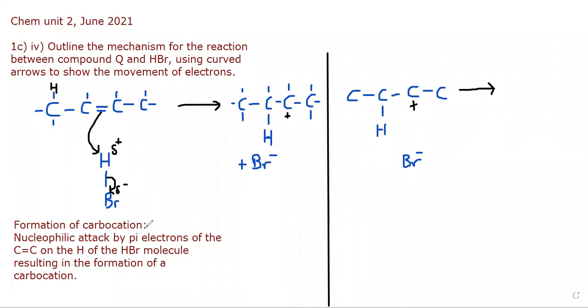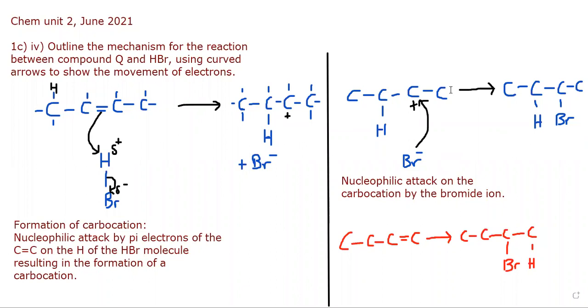So in step 1, we have the formation of our carbocation. This was a result of the nucleophilic attack by the pi electrons on the hydrogen of the HBr molecule. So when you're doing the mechanism, you can simply put for this step: formation of a carbocation. And you put in the curved arrows. On this side now, we're going to have a nucleophilic attack on the carbocation by the bromide ion. Again, you just draw your curved arrow. So there you have it. Do the nucleophilic attack and we end up with our haloalkane.